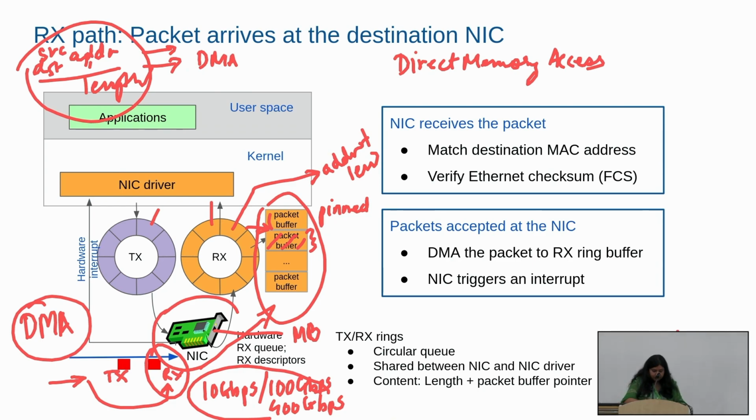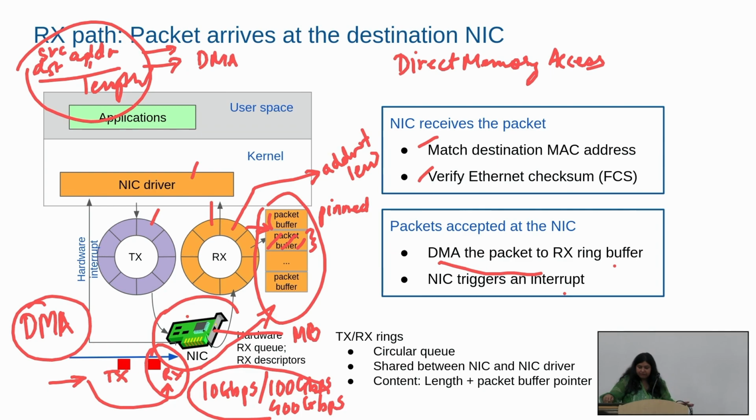This queue is shared between the network card, that's the hardware, and the NIC driver. So your kernel has access to this queue and the NIC has access to this queue. Once this is done, what does the NIC do? There is a matching of the destination address, the MAC address, and checksum verification is done to check if the data has arrived correctly or not. And after these packets are DMA'd and the ring buffer is initialized, an interrupt is triggered by the NIC. That's a hardware interrupt.